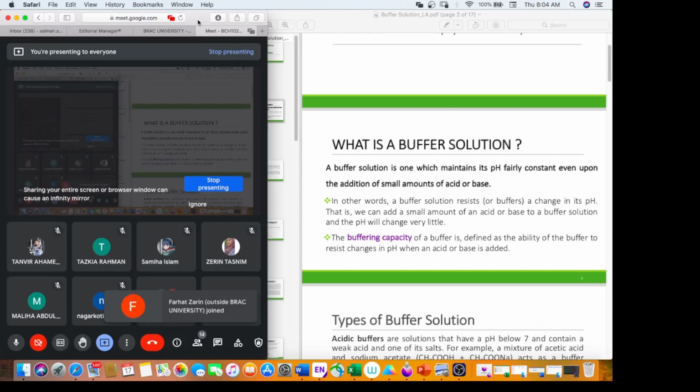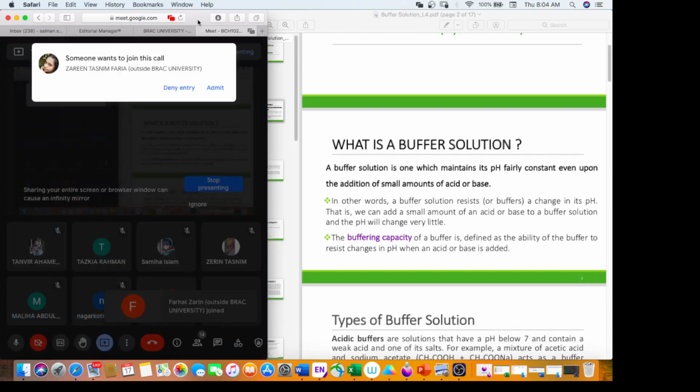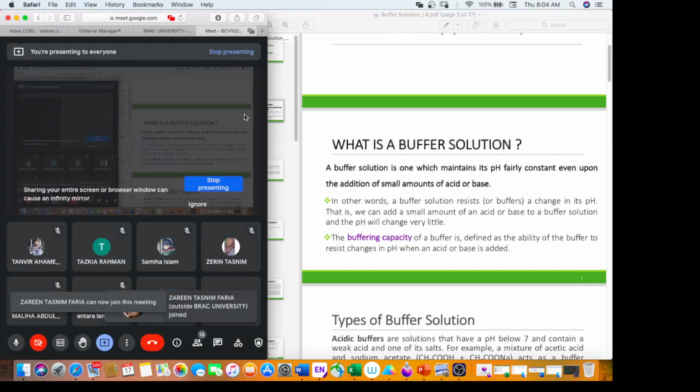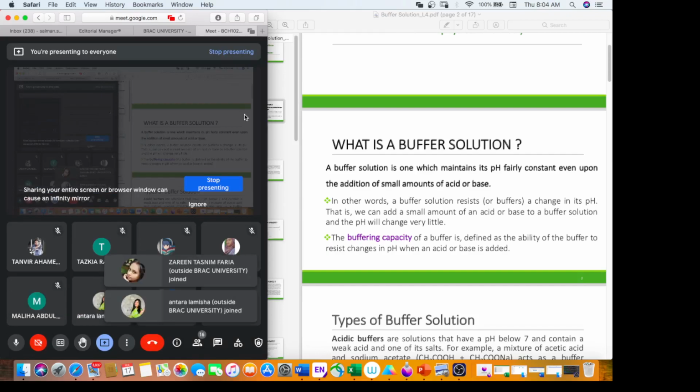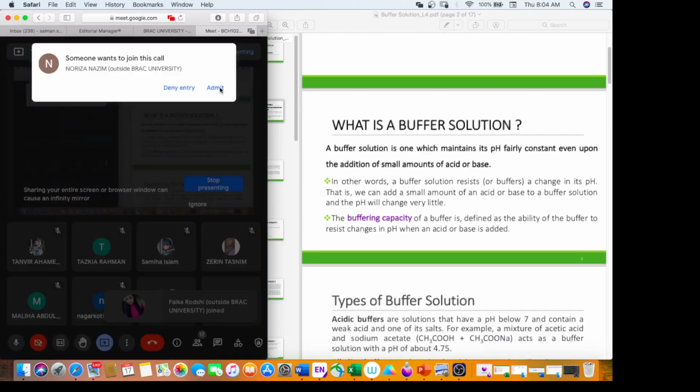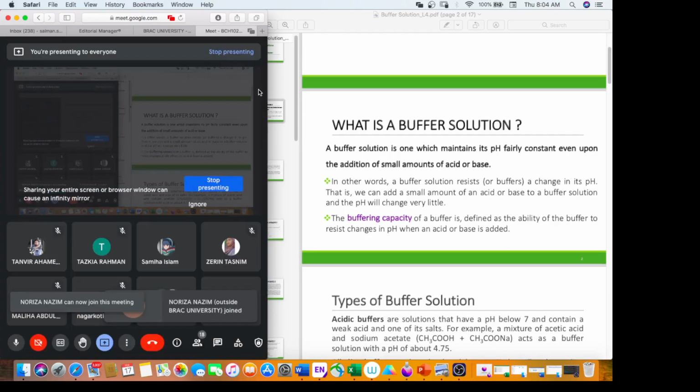In the intermediate level we discussed buffer solutions, but not in that much detail. So today we'll try to understand in a bit more detail. If you face any difficulties in understanding, then raise your hand, and I will try to solve it. Clear? Yes, sir. So first of all, what is a buffer solution? You are seeing the screen, right? Yes, sir.